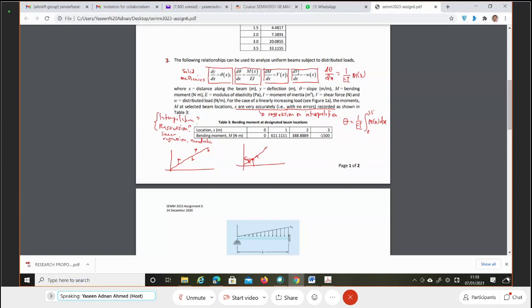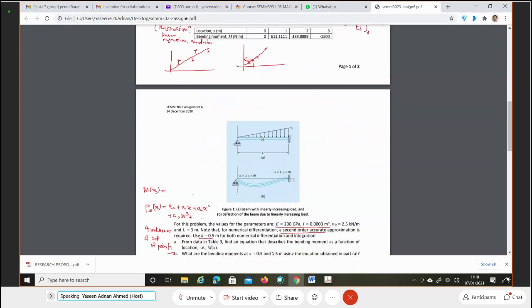We all know that if you went through solid mechanics, if you differentiate the shear force, you will get the load. If you differentiate the bending moment, you will get shear force. If you differentiate the slope, you will get bending moment. If you differentiate the deflection, you will get the slope. On the other hand, if you integrate the load, you will get shear force. If you integrate the shear force, you will get bending moment. All the things are interrelated to each other.